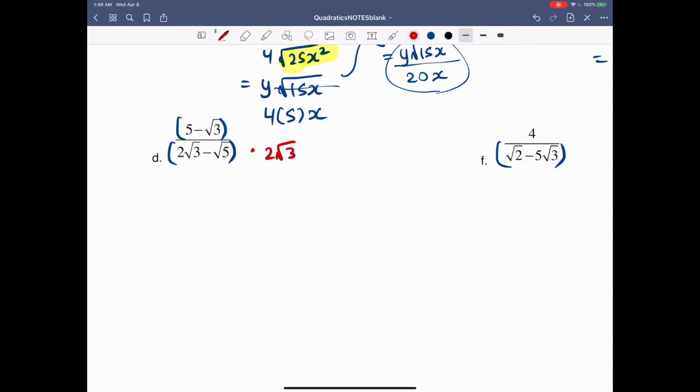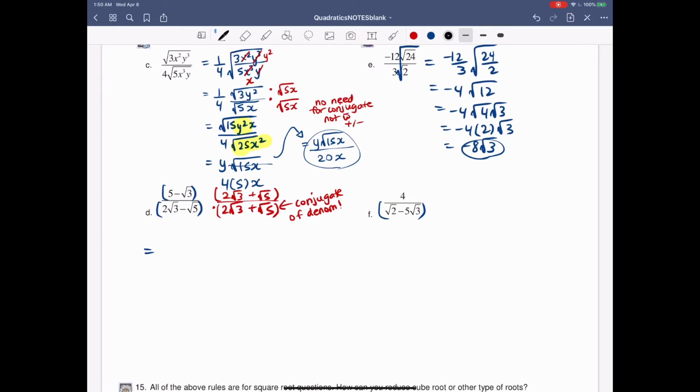Put the opposite sign, so I'm going to have plus square root 5. And I'm going to multiply the top and bottom by the same thing. That way I'm not really changing the equation. So this is the conjugate of the denominator. I'm also going to put brackets there so I do the FOIL properly. So let's do the FOIL. So basically I'm doing, may need some space.